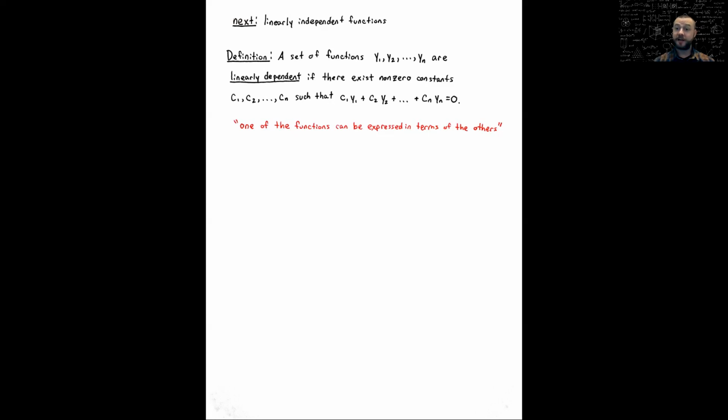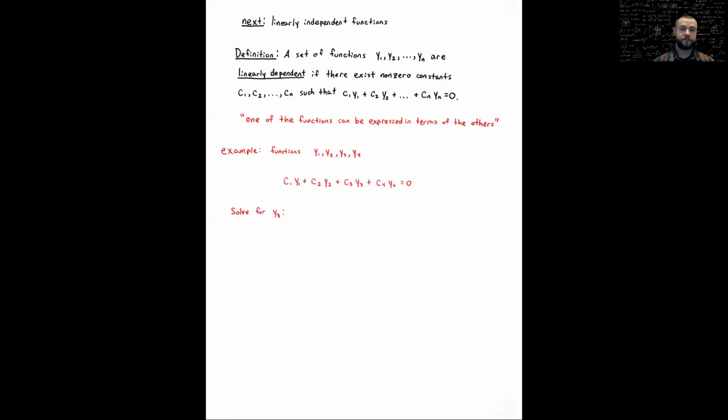All right, so let's take a look at how that equation plays into this definition. Let's just focus on a small number of different functions. Let's say the functions of interest to us are y1, y2, y3, and y4. Now if these are linearly dependent, there exists constants C1 through C4 such that this linear combination equals 0. Now what I'd like you to do is take that equation and solve it for y3. Pause, give yourself a minute, go through some pretty simple algebra, and solve for y3.